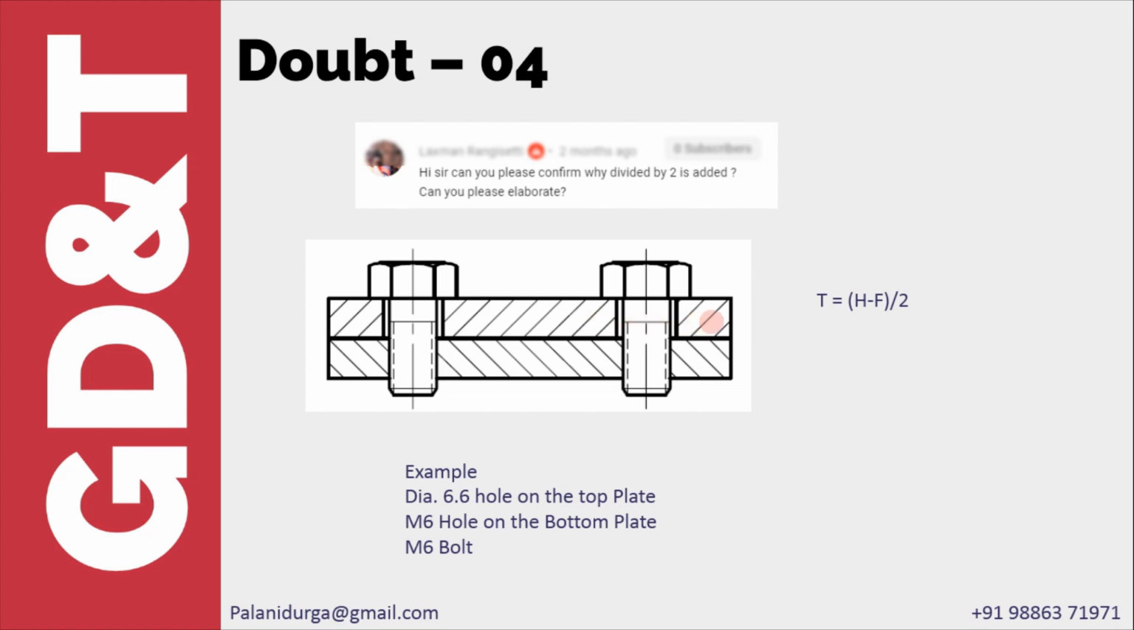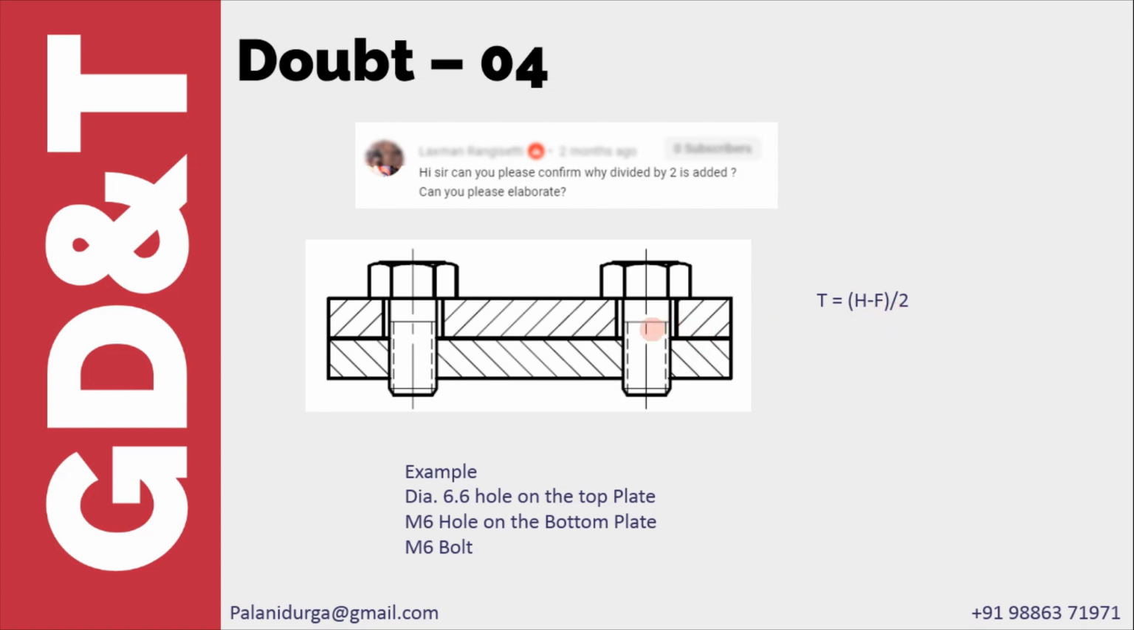But as I said earlier, the bottom plate should also have a positional tolerance. So what we have done is this 0.3 clearance is equally distributed between the top plate and the bottom plate. That is why we are dividing it by 2.